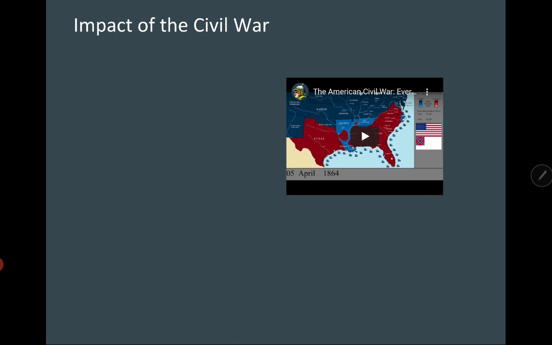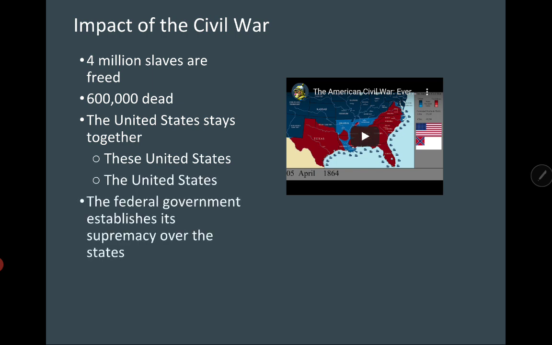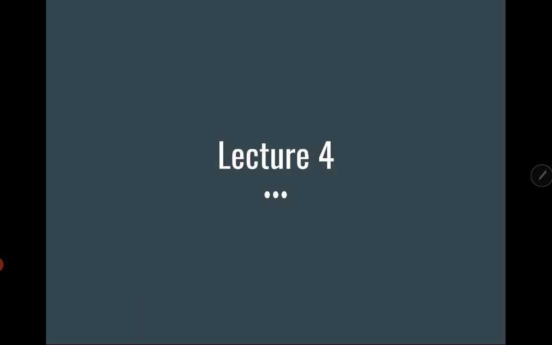That's about it. So the impact of the war: 4 million slaves are freed, 600,000 folks are dead. The United States stays together. Before the Civil War, we say these United States, and after we say the United States. This is a major thing. It's one nation. The federal government establishes its supremacy over the states, and it sparks industrialization in the North.